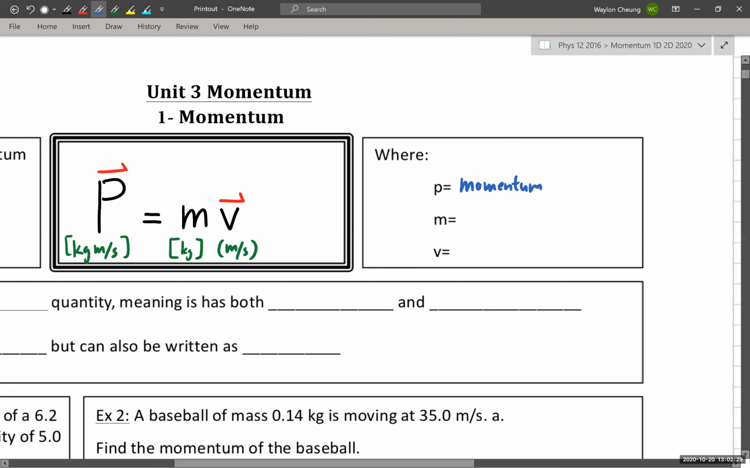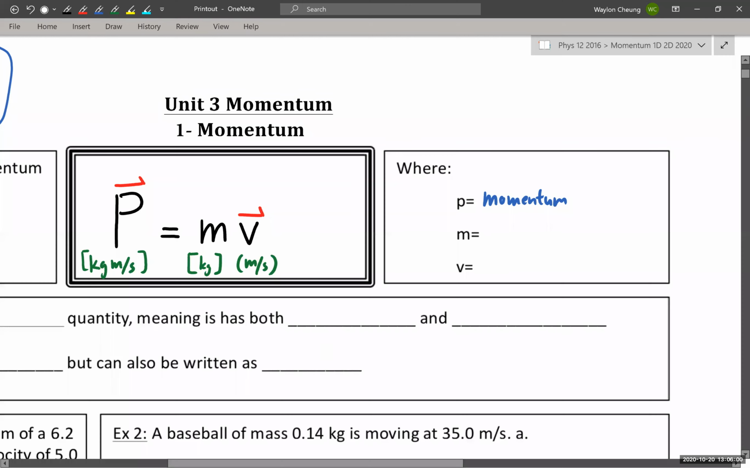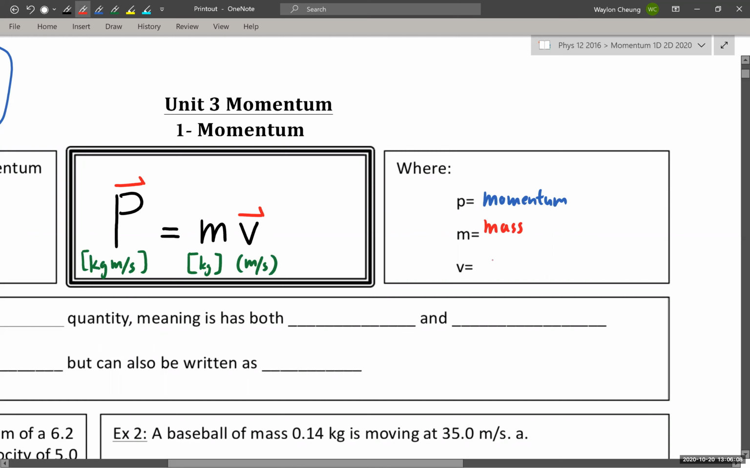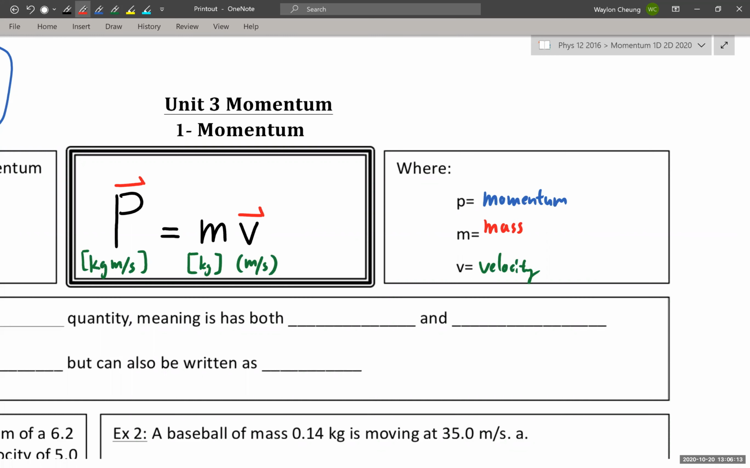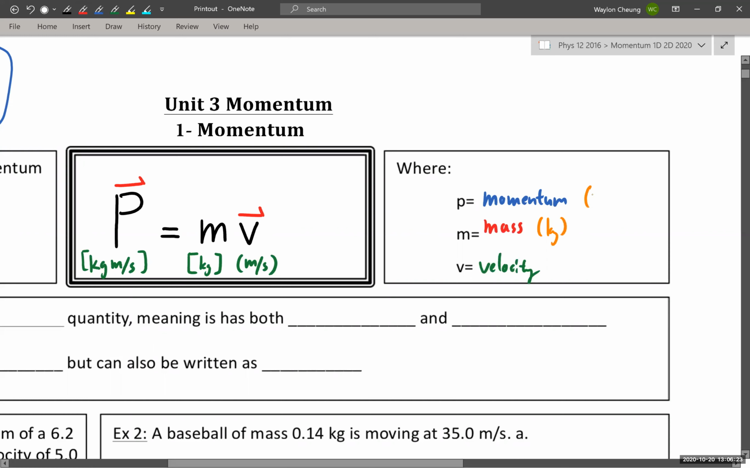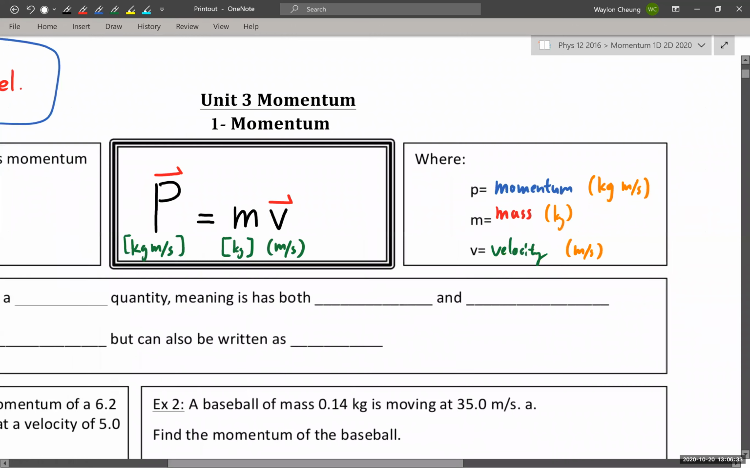So it should be very simple then, right? P is momentum, M is the mass, and V is the velocity. Make sure that your velocity has direction in it, because your momentum will also use the same direction. You have kilogram for mass, kg meter per second for momentum, and velocity is meter per second. So all the units should work out.